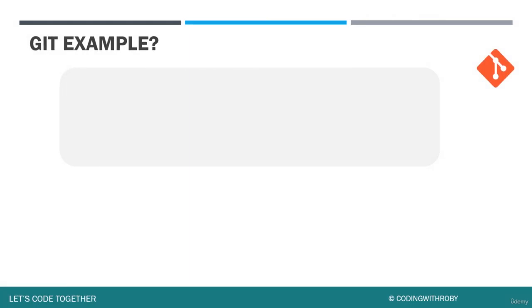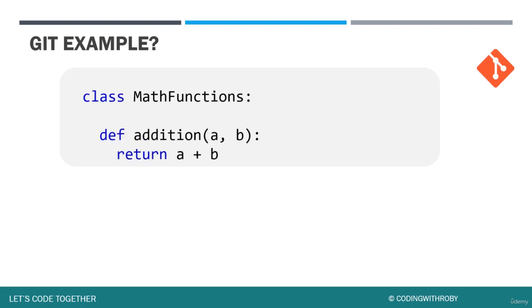Let's check out a Git example to really solidify what we're trying to learn with Git. Let's say we have a Python class called math functions, and inside math functions, we have a single function called addition. We can see addition takes in two parameters, A and B, and returns the A and B variables added together. This is a very small and simple class and function that we are using with our Git.